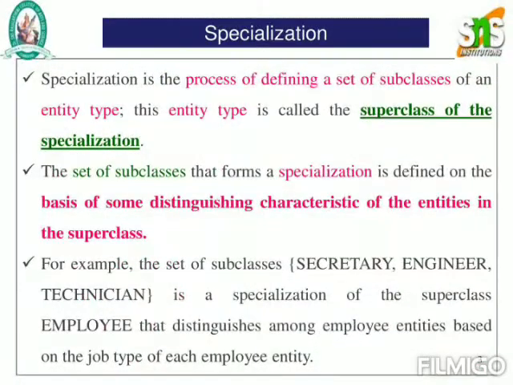Specialization definition: it is a process of defining a set of subclasses of an entity type. This entity type is called the superclass of the specialization. The set of subclasses that forms a specialization is defined on the basis of some distinguishing characteristic of the entities in the superclass. For example, the set of subclasses secretary, engineer, technician is a specialization of the superclass employee that distinguishes among the employee entities based on the job type of each employee entity.